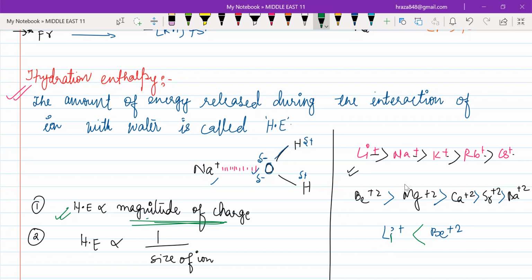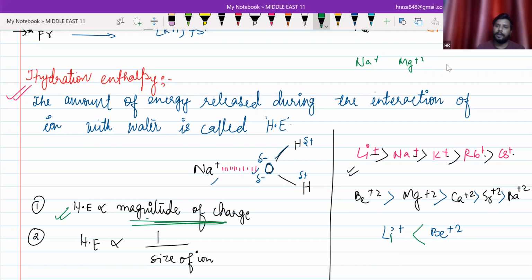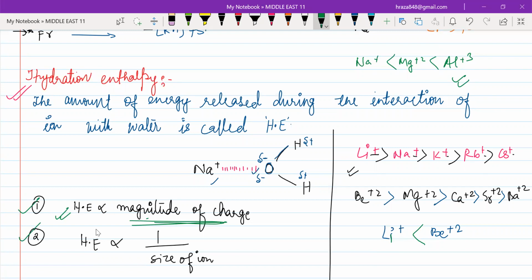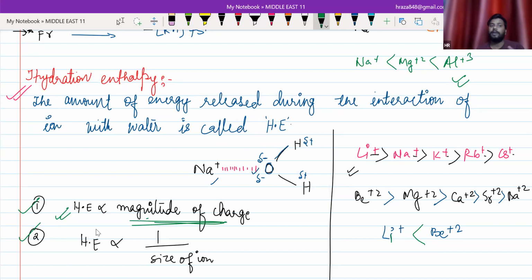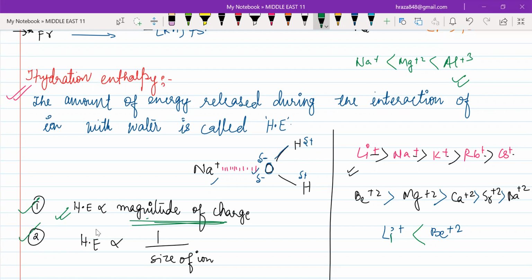Always remember this. If I ask you about Na plus, Mg plus 2, and Al plus 3, which one will have a smaller size? Aluminium plus 3. So from both points, you can see Be plus 2 is smaller, and if it is smaller, hydration enthalpy will be larger. Be plus 2 has more charge than Li plus. That's why its hydration enthalpy is greater than Li plus. Yes, sir. Okay, please write it.